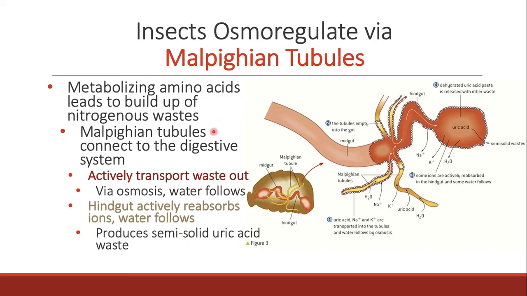Malpighian tubules connect to the digestive system, and what they do is transport waste out from the body through the gut and then out the hindgut. What we basically want to look at is this structure over here. It's kind of a weird picture. So you're imagining you're looking at the body of the insect here.